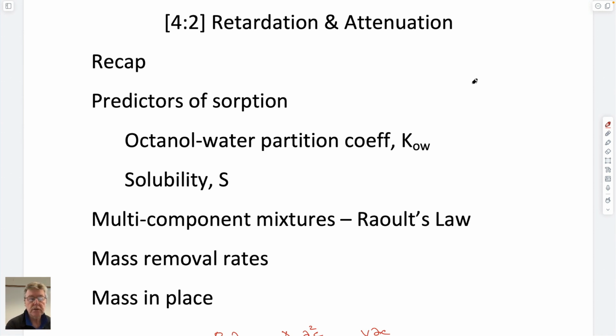So today we'll finish off talking about how to get the distribution coefficient from reference table characteristics of fluids, to be able to talk about retardation and attenuation. And next time we'll talk about vapor transport in the unsaturated zone, and that's basically us until spring break.